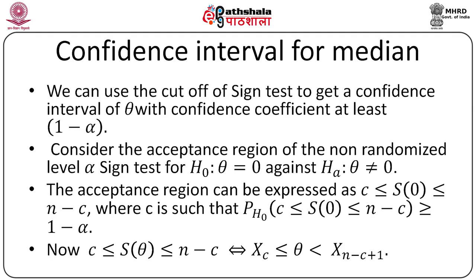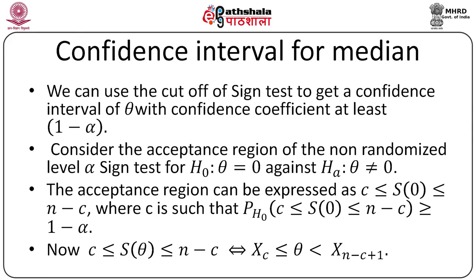Now, from the definition of order statistics, we know that for any k, x ordered r less than k if and only if at least r observations are less than k. Now, consider the inequality S theta less than or equal to n minus c, or equivalently n minus S theta greater than or equal to c. That is, the number of observations less than theta is at least c. Hence, we get the inequality x ordered c less than theta.